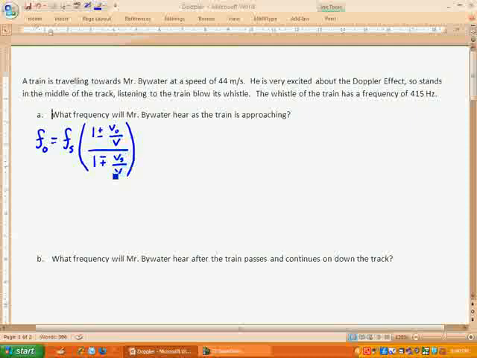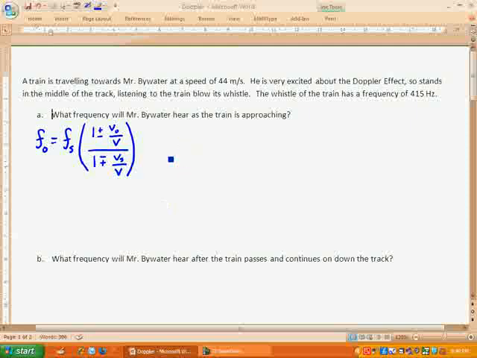Okay, so we're going to look at this particular example, and we're going to look at 4 different situations. The first of which is a train is traveling towards Mr. Bywater, that's me, at a speed of 44 meters per second. I'm very excited about the Doppler effect, so I stand in the middle of the track listening to the train blow its whistle. The whistle of the train has a frequency of 415 Hertz. So the first question is, what frequency will Mr. Bywater hear as the train is approaching? Okay, so let's go ahead and work that out.